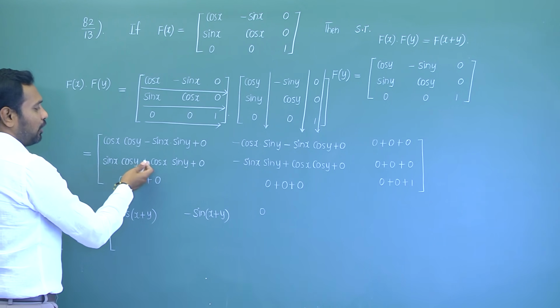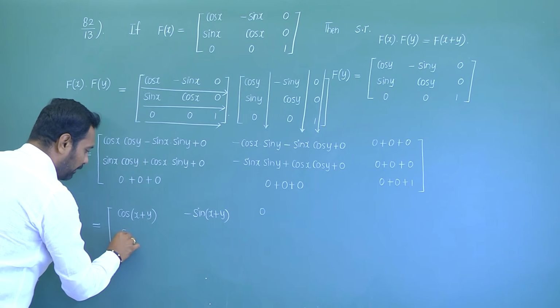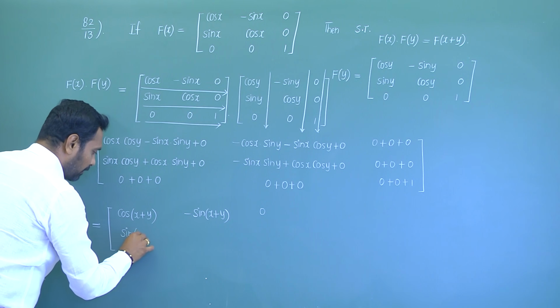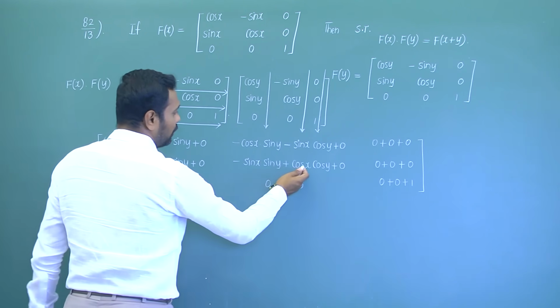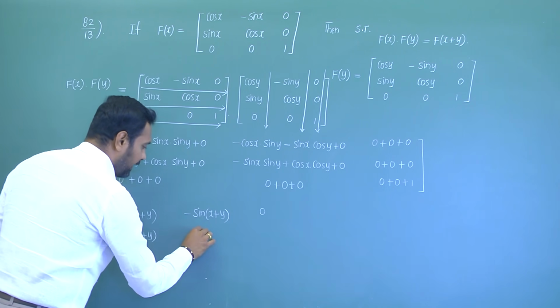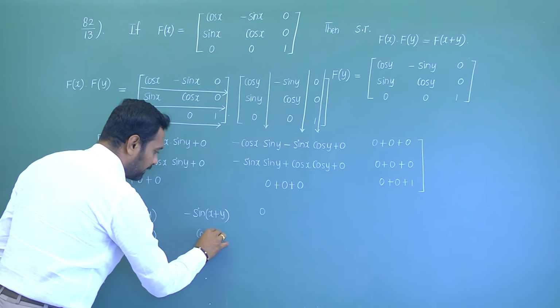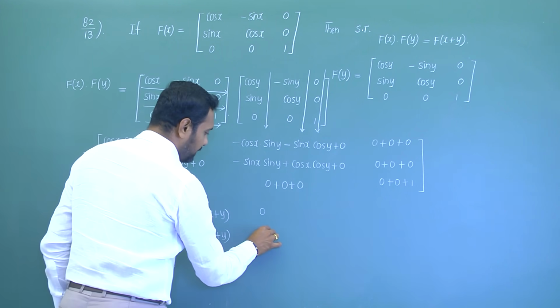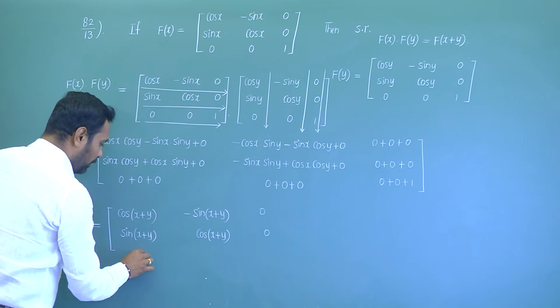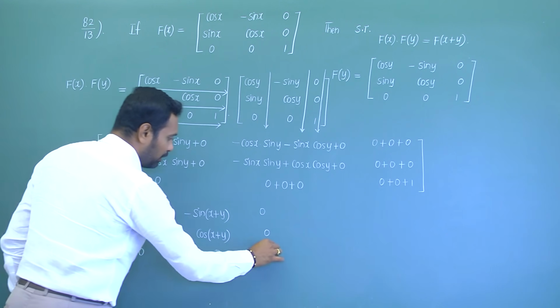Same, sin x cos y plus cos x sin y formula is sin of x plus y. Cos x cos y minus sin x sin y formula is cos of x plus y. And the third row becomes 0, 0, 1.